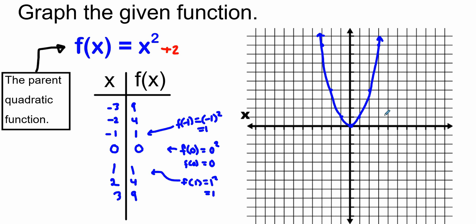Well, what's going to happen then is all of your heights are going to be 2 units up. So that's going to cause a translation up 2 units. If this was a 7, it'd be a translation up 7 units. If you had a -5, it'd be down 5 units. So that's what we're going to work on today.